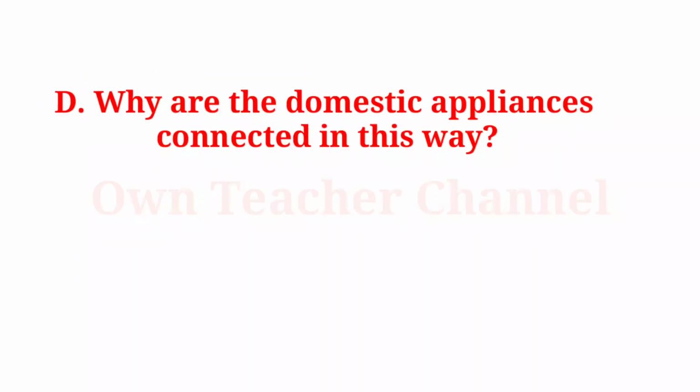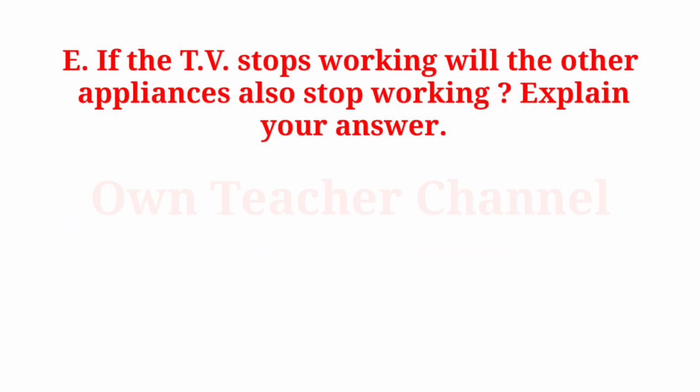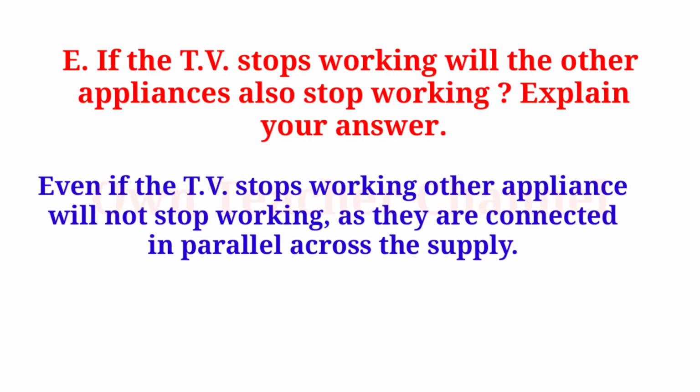D. Why are the domestic appliances connected in this way? Even if one of the appliances is out of order, other appliances can be used. E. If the TV stops working, will the other appliances also stop working? Explain your answer. Even if the TV stops working, other appliances will not stop working as they are connected in parallel across the supply.